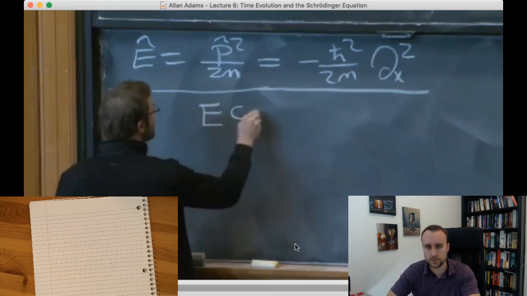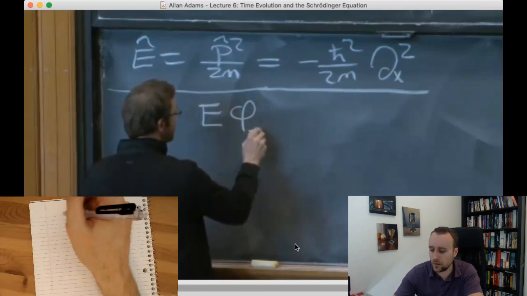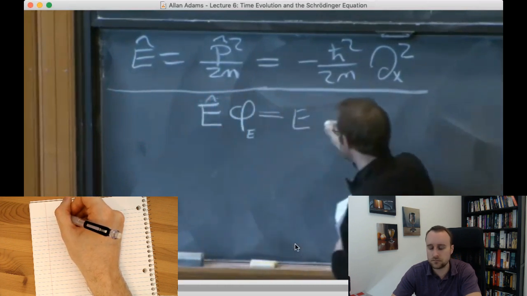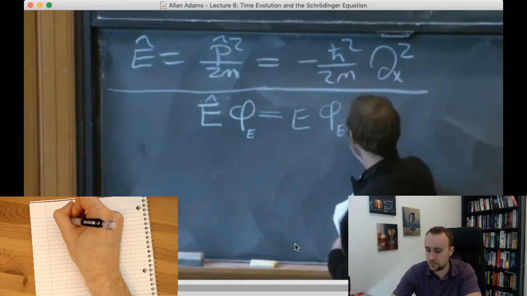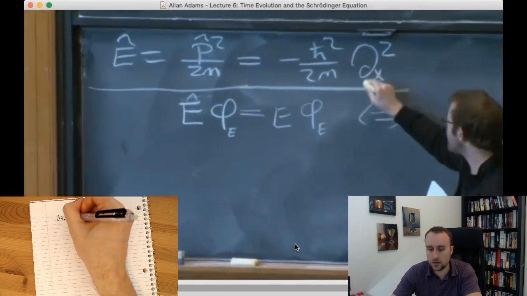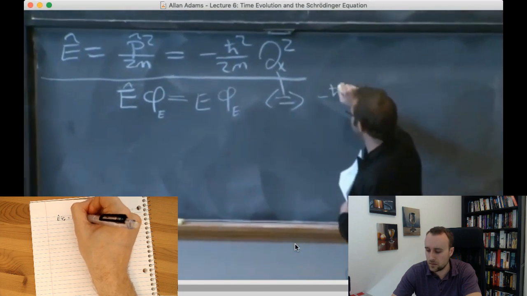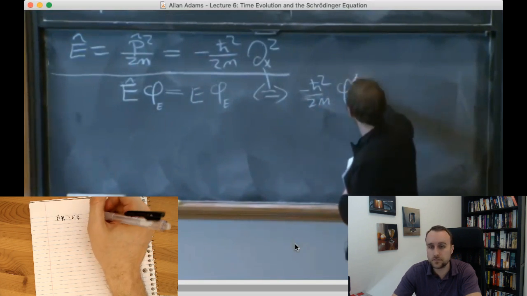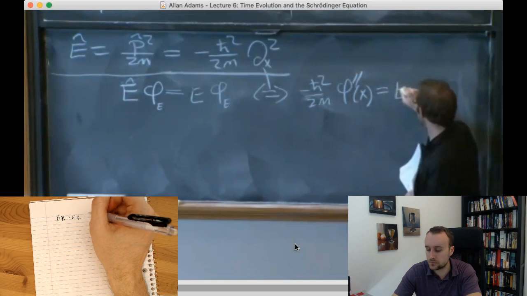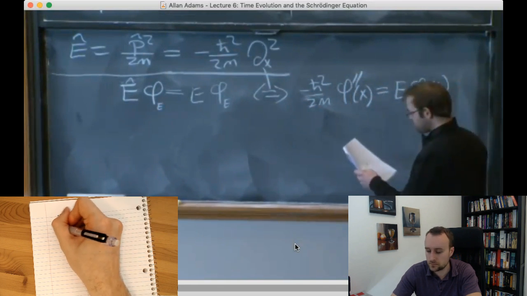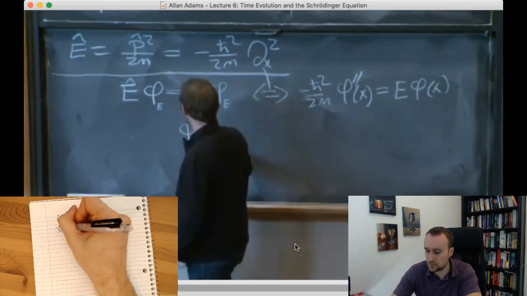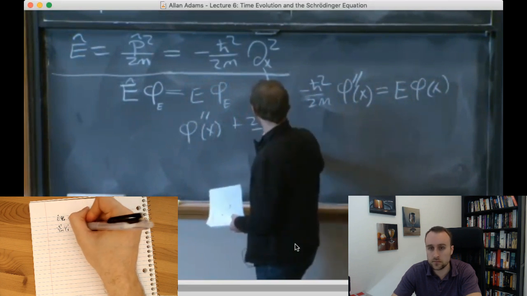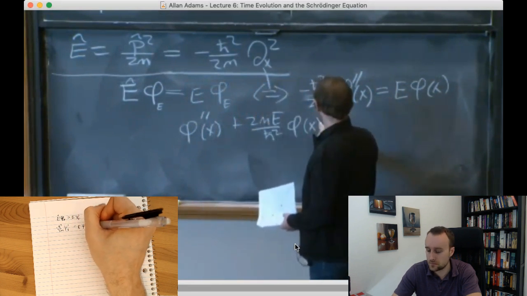Functions phi sub e such that this is equal to, whoops, that's not a vector, that's a hat, such that this is equal to a number e times phi sub e. But given this energy operator, this says minus h bar squared over 2m phi prime prime of x is equal to e phi of x, or equivalently, phi prime prime of x plus 2me over h bar squared phi of x is equal to 0.